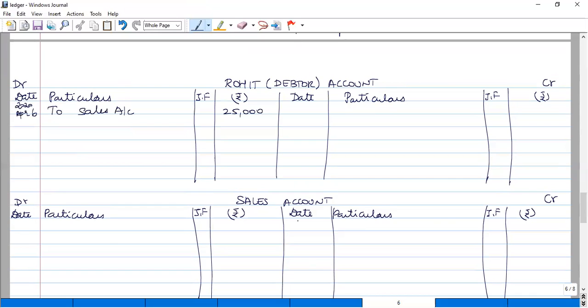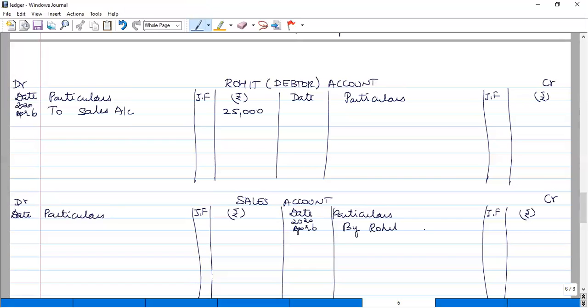On the same day, we have credited sales account, isn't it? So come to sales account and we have credited sales account in the journal entry. So here also we'll have the posting on the credit side. And what is the reason for the credit of sales account? To whom we have sold? We have sold to Rohit.